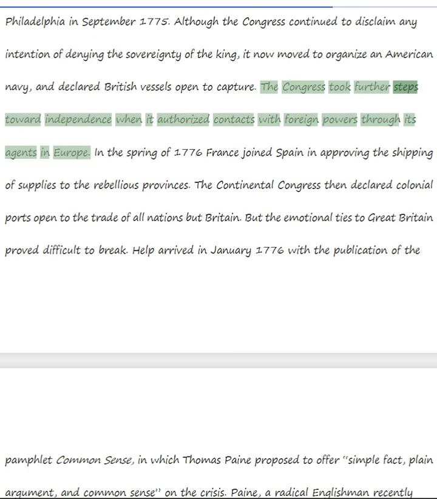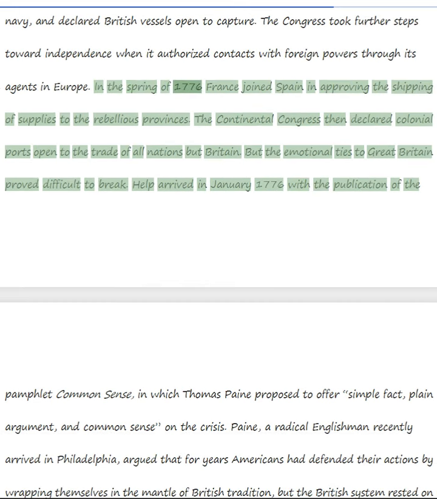The Congress took further steps toward independence when it authorized contacts with foreign powers through its agents in Europe. In the spring of 1776, France joined Spain in approving the shipping of supplies to the rebellious provinces. The Continental Congress then declared colonial ports open to the trade of all nations but Britain. But the emotional ties to Great Britain proved difficult to break.